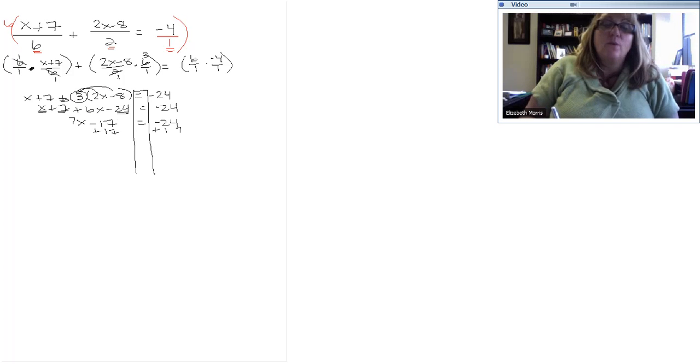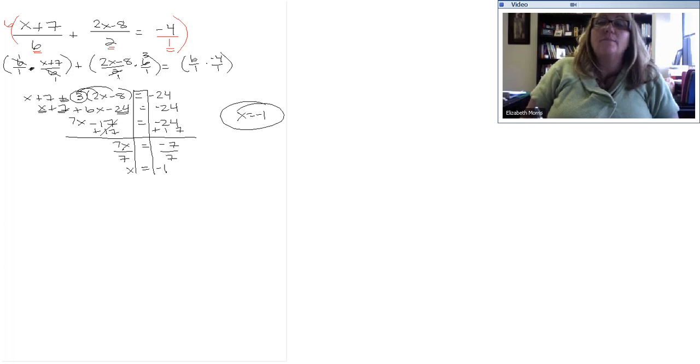And that goes away. We get 7x equals negative 7. And then you divide out the 7 because it's 7 times x. And when you divide 7 by 7, you get a 1, and negative 7 divided by 7 is negative 1. So x is negative 1. Get rid of the fraction by multiplying by the common denominator, and then you have a regular equation just like what you're used to.